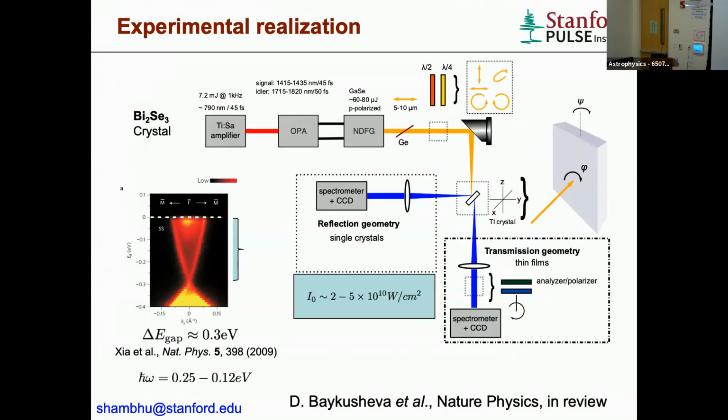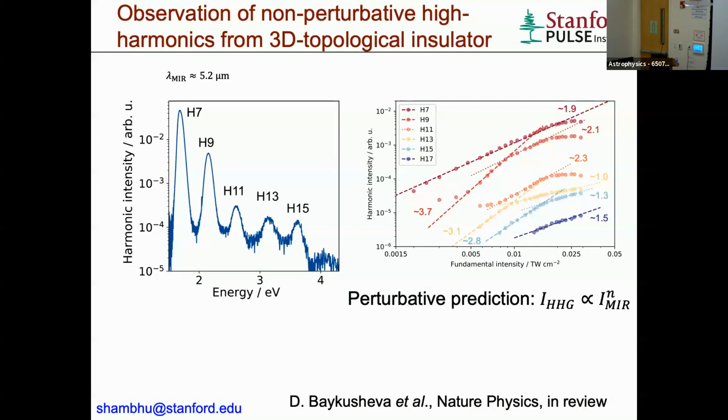It is because it has a relatively large band gap, and we were able to produce fairly strong laser pulses in the range from 5 to 10 micrometers. So you will need at least 2 photons to cross the band gap. And the measurements are done in thin films in the transmission geometry, as well as using the bulk in the reflection geometry. This is one of the representative harmonic spectra. It looks very similar to what you saw in the first zinc oxide experiment. Here harmonics are up to 15th order.